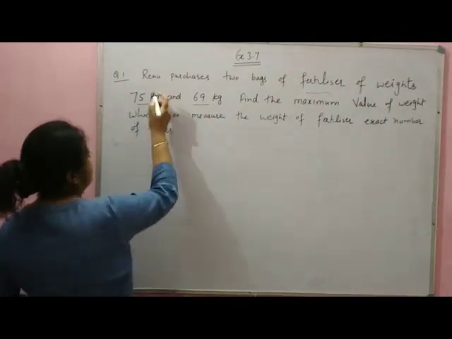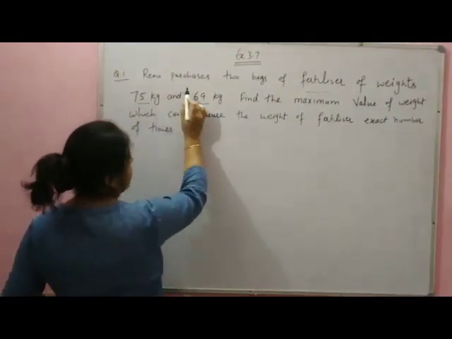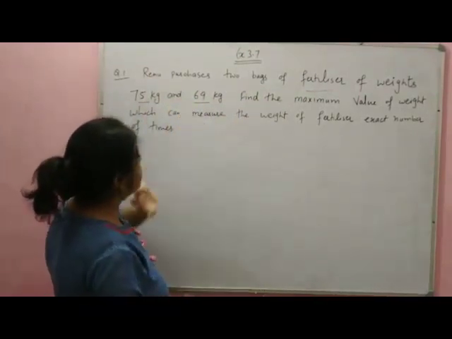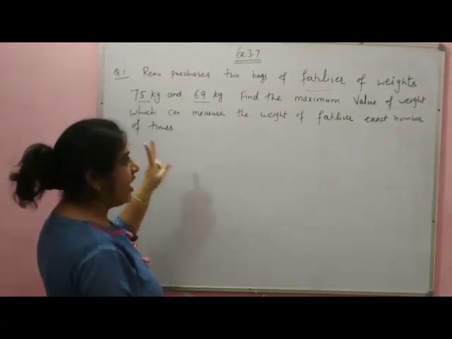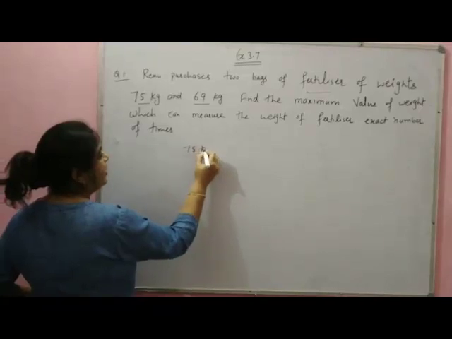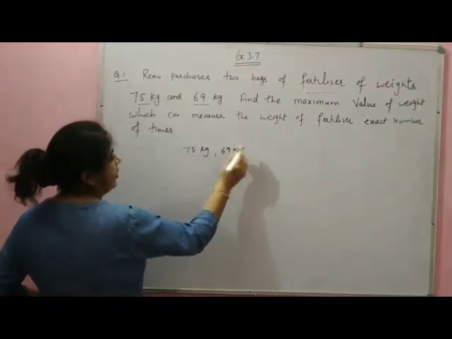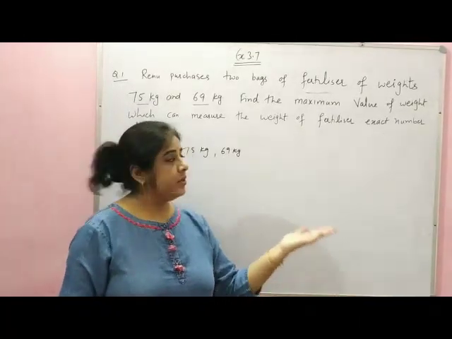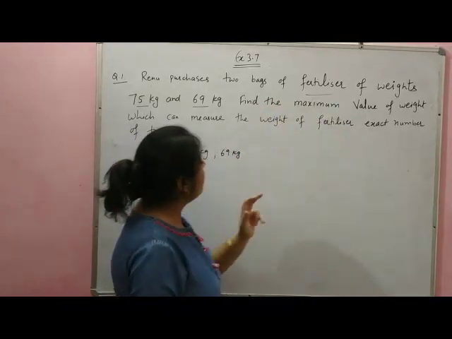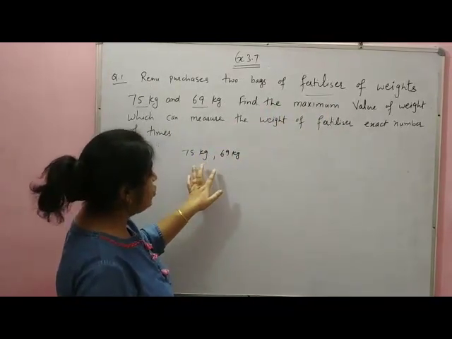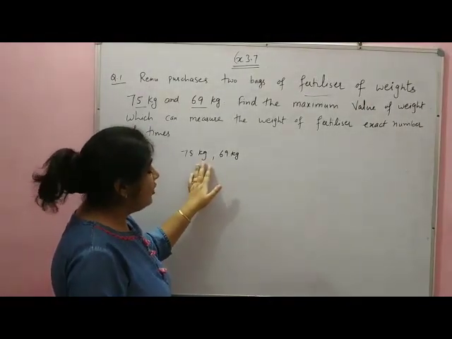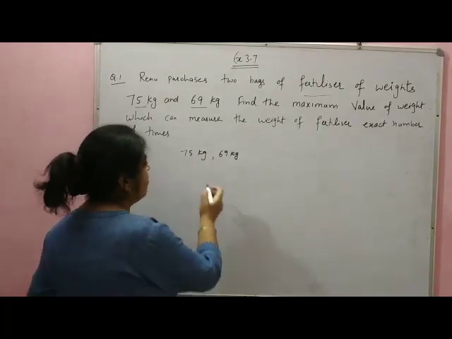Students, now we have a question here: Renu purchases 2 bags of fertilizer of weights 75 kg and 69 kg. It means we have 2 bags of fertilizer whose weights are 75 kg and 69 kg. We have to find the maximum value of weight which can measure these 2 weights exactly. Means we have to find a weight which can measure them an exact number of times.